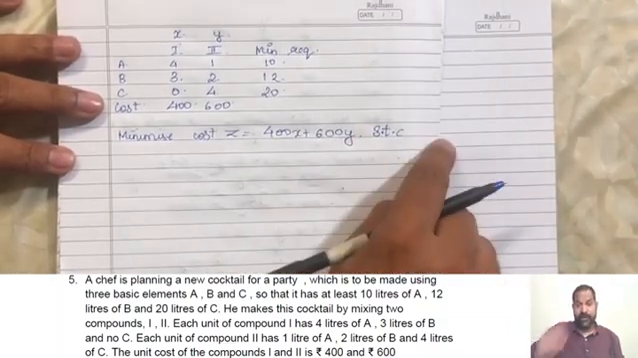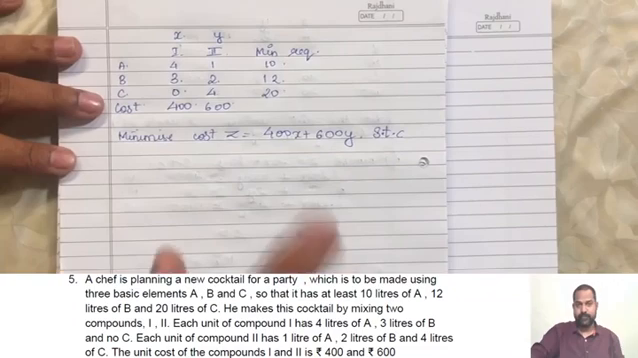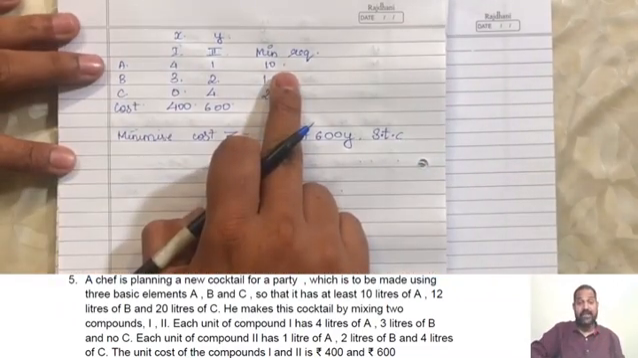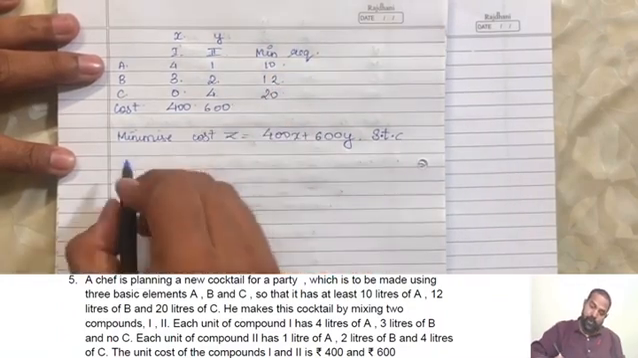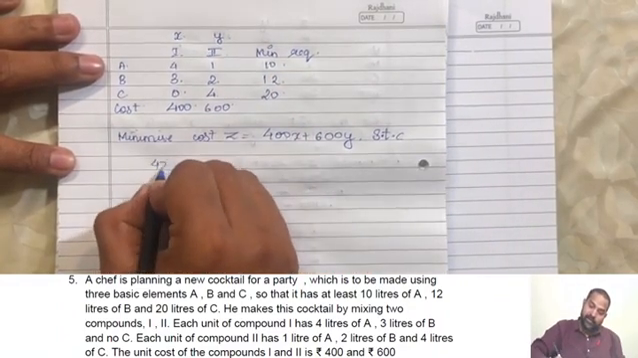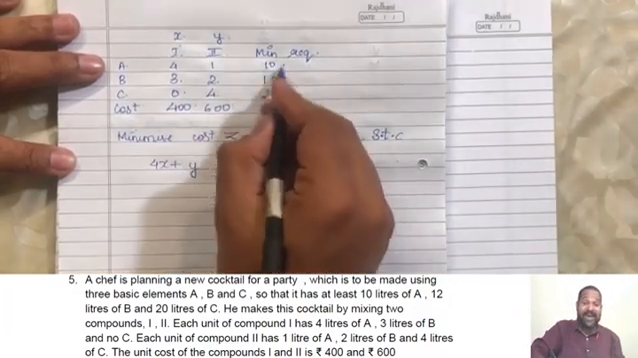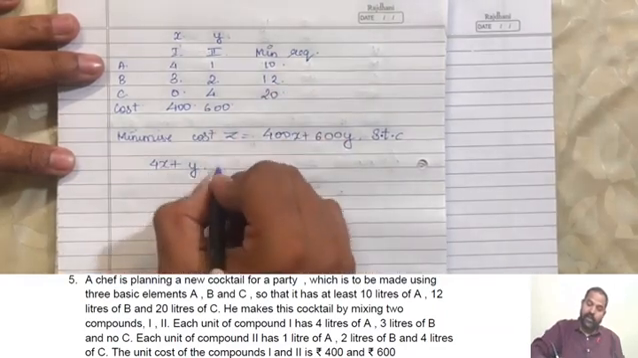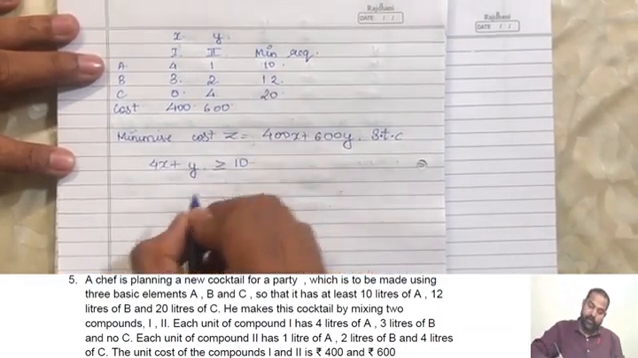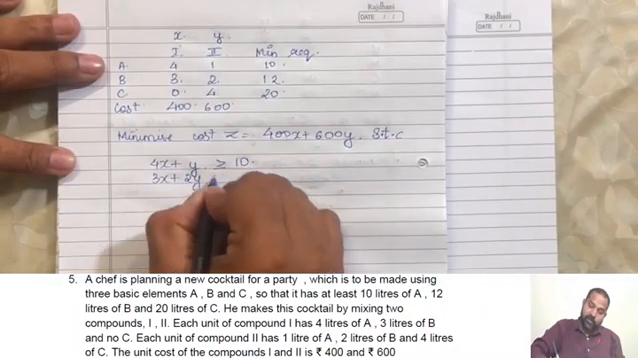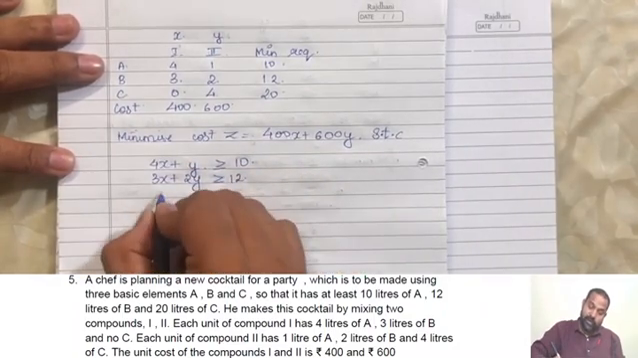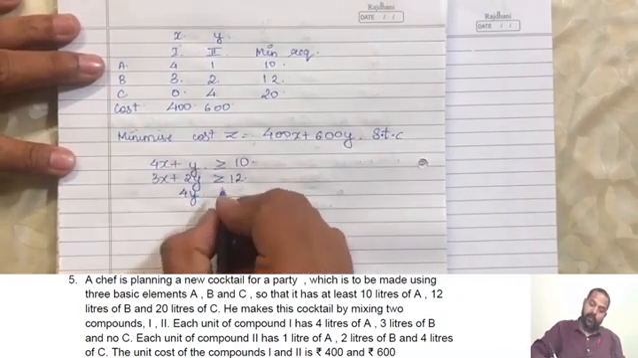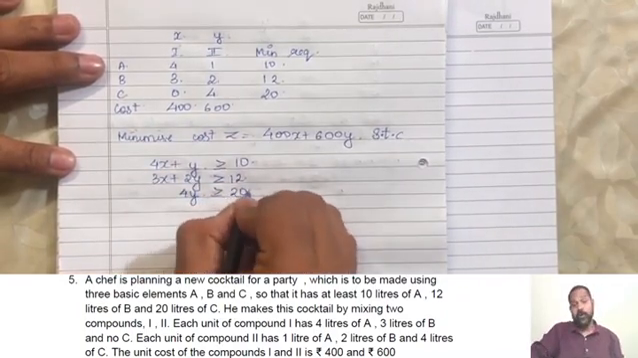Write it in full, write it as subject to constraints. What are the constraints? Constraint number 1, and that is the element A constraint. What is the element A constraint? That 4x plus y should be at least 10, which means 4x plus y should be greater than or equal to 10. 3x plus 2y should be greater than or equal to 12. 0x, which is 0, plus 4y, which is 4y, should be greater than or equal to 20.